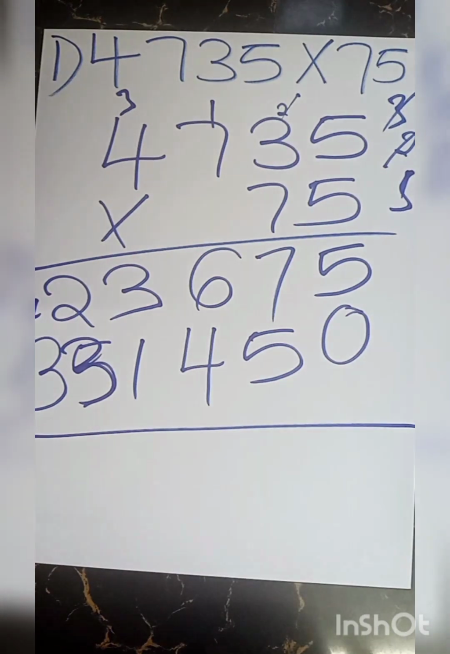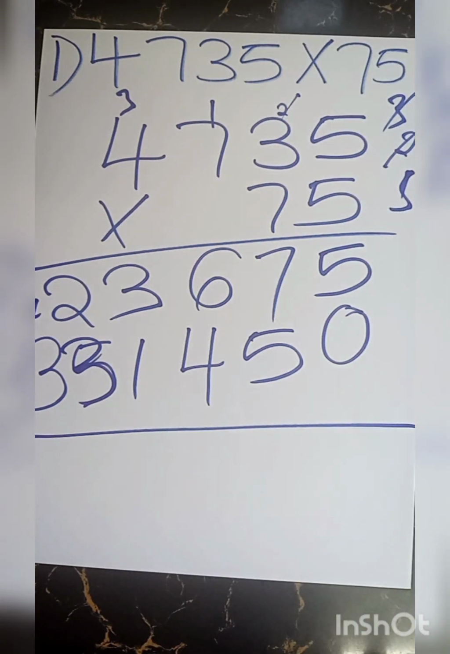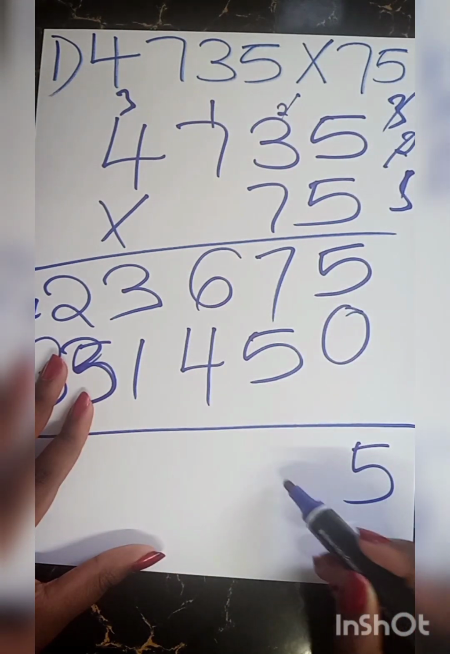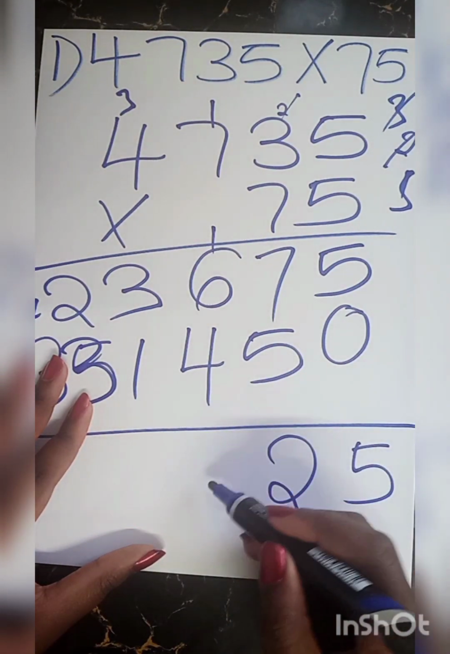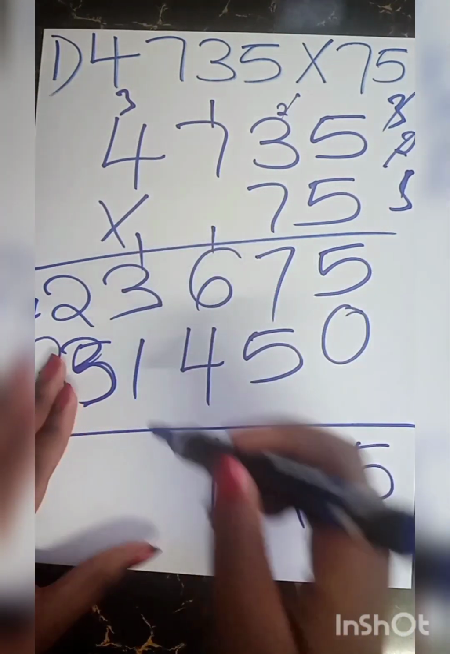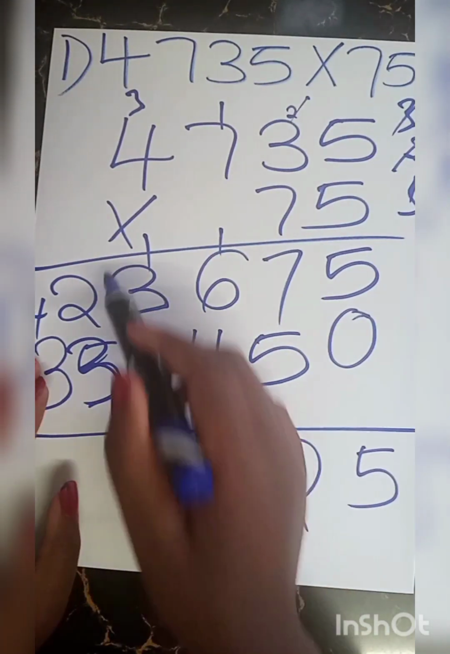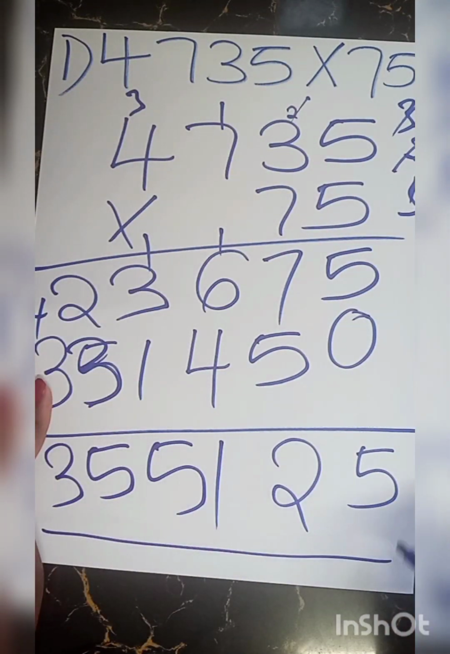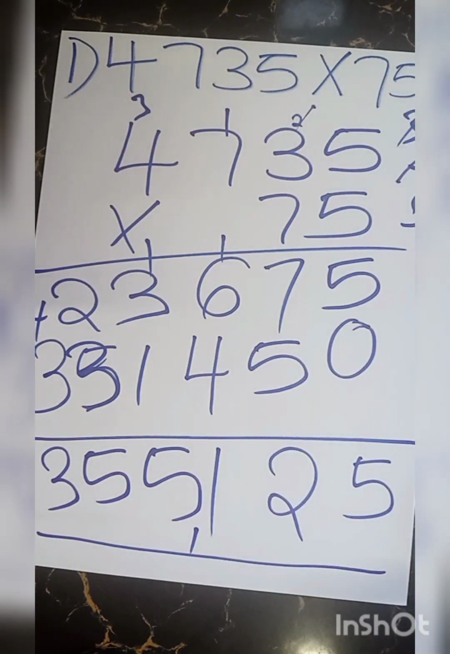Yes, so now that we've multiplied every digit, let's now add our answers. When we add, we get 5 plus 0 is 5, 7 plus 5 is 12, 2 carry 1. 1 plus 6 plus 4 is 11, 1 carry 1. 1 plus 3 plus 4 is 8, okay? 2 plus 3 is 5, and 0 plus 3 is 3. So our answer to that question is that.